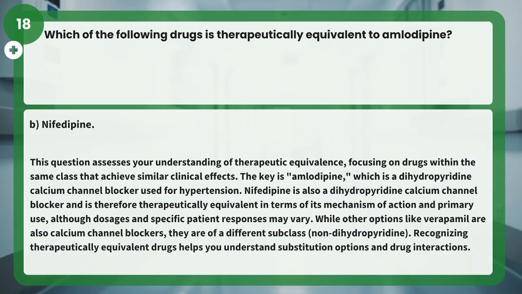While other options like verapamil are also calcium channel blockers, they are of a different subclass, non-dihydropyridine. Recognizing therapeutically equivalent drugs helps you understand substitution options and drug interactions.